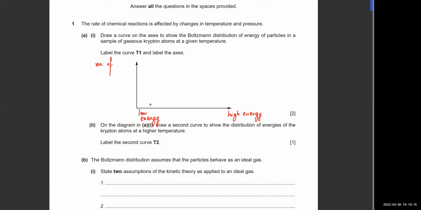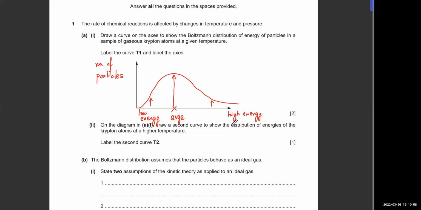So this axis is the number of particles. Or iski jo shape hogi, that's going to be skewed. It's going to look something like this. So remember, low energy pe, the number of particles are not going to be that much. So the graph height would be less. High energy pe, the number of particles are going to be less as well. So most of the particles will have average energy, or they'll be around the average energy. So jahan pe peak ban rahi hai na, that's your average energy.